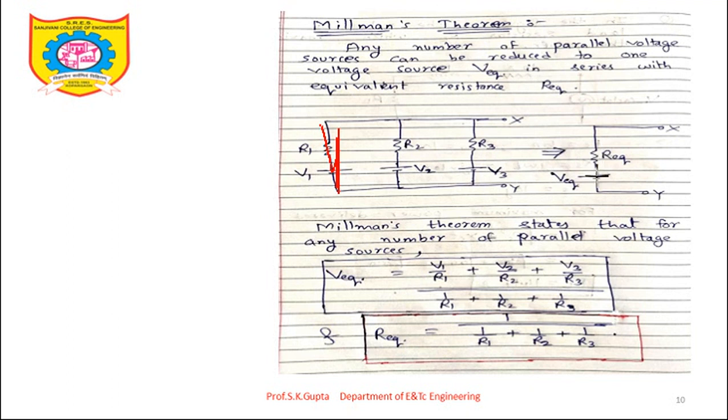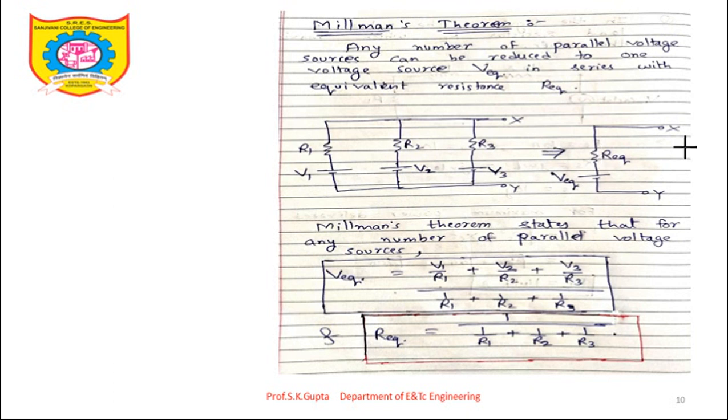So without applying any lengthy analysis, by using only two formulas, you can replace the parallel voltage sources with resistances by one voltage source with one resistor. But all sources must be in parallel to each other, then only we can use Millman's theorem. Millman's theorem also helps us to reduce the circuit analysis. So parallel voltage sources with resistances are replaced by one voltage with a resistance.